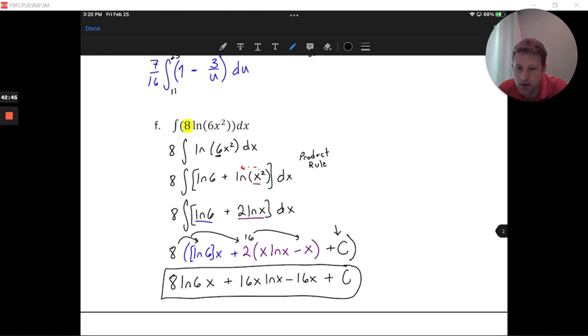And that would be our result. So a couple of rules here. Again, we had the product rule for the natural log, and we use the power rule as well for that natural log in the next step.